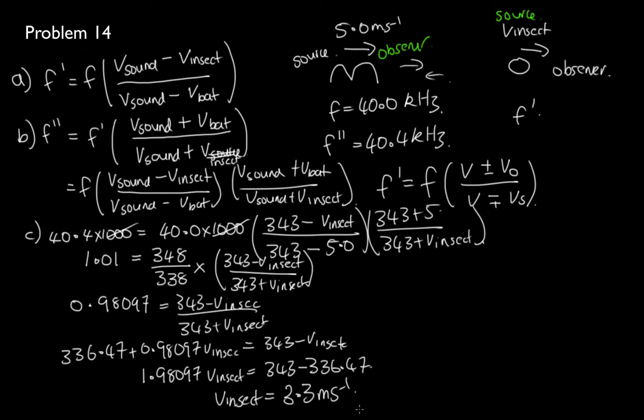And so D, does the bat catch the insect? Well, yes, it's going at 5 meters per second. The insect's going at 3.3 meters per second. So eventually the bat will catch up to the insect. So yes.